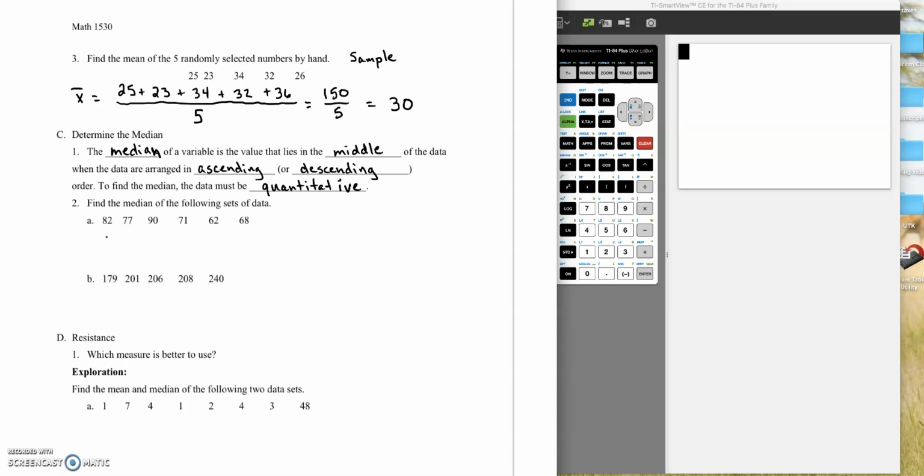So find the median of each of the following data sets. Well, the first thing we have to do is rearrange them in order from smallest to largest or largest to smallest. I like to do it smallest to largest. So we have 62, then 68, 71, 77, and sometimes I put little check marks by them to make sure everything gets counted, 82, and 90.